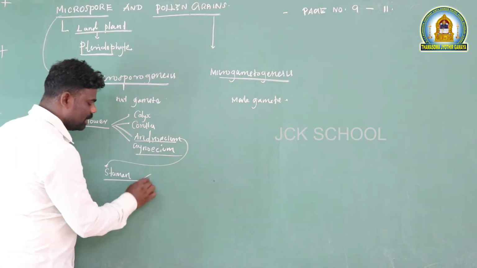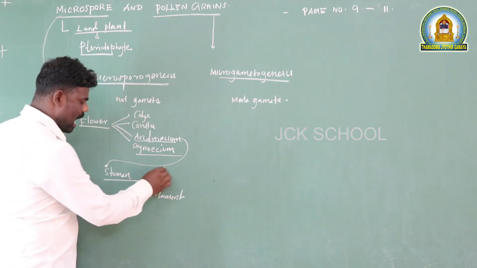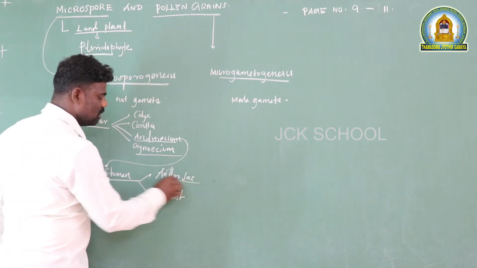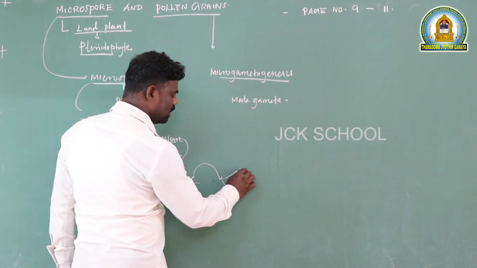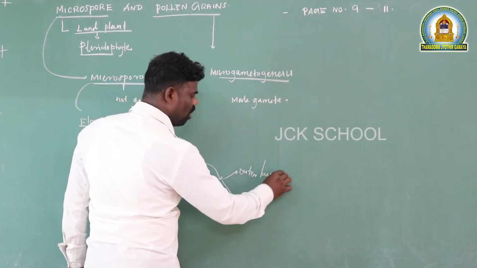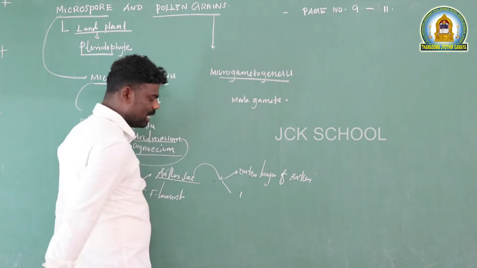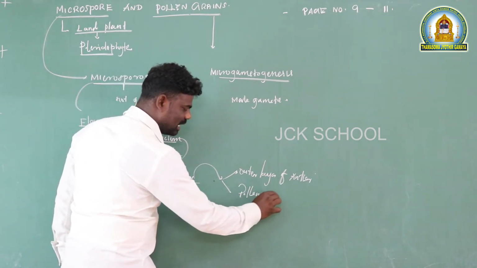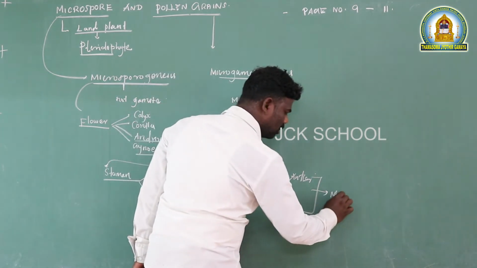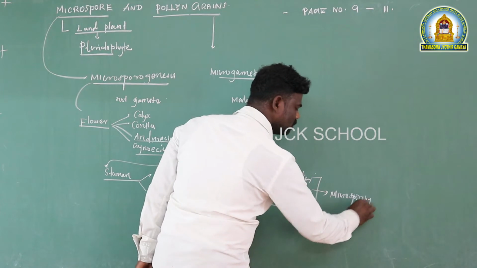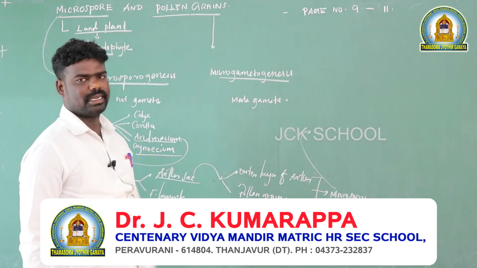The stamen consists of two parts: one is the filament, and the other is the anther sac. The anther sac consists of the outer layer of the anther and also the inner pollen grains. Both are always formed within the microsporangium. The microsporangium consists of a diploid set of mother cells.